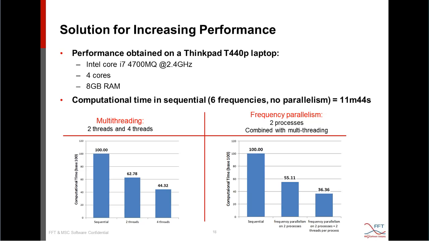First, using the multithreading, I succeeded in decreasing the computational time from 100 to 62 with 2 threads, namely 2 cores. And using all the 4 cores for accelerating the computation, I fell to 45, which means less than half of the initial computational time. On the other side, using the frequency parallelism on 2 processes allows me to decrease the calculation time to 55. And by combining it with the multithreading, I fell to 36. So on this laptop, the better configuration is to use a frequency parallelism on 2 processes, and then to have each of these processes calculated by 2 cores to reach almost 1/3 of the initial computational time.